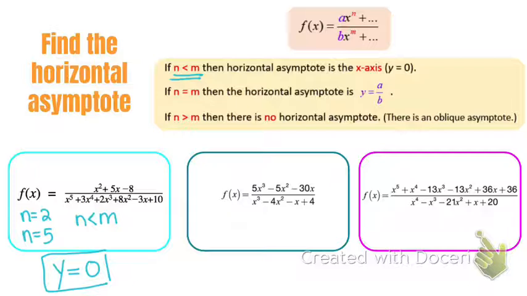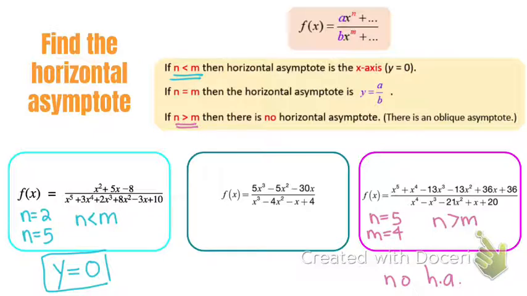Let's look at the one on the far right in the pink box. For this one, the highest exponent in the numerator is 5. So n equals 5. And in the denominator, the highest exponent is 4. So in this case, n is greater than m. So if n is greater than m, that means that there is no horizontal asymptote.